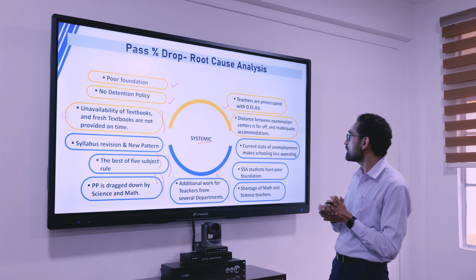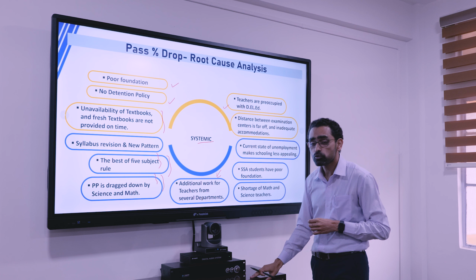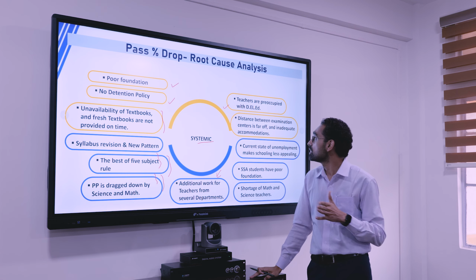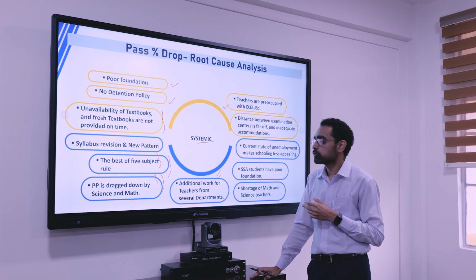One is that, as we discussed, the number of schools is very small compared to the elementary level schools. So the distance between these centers is also far.